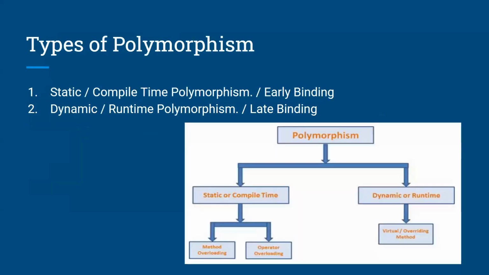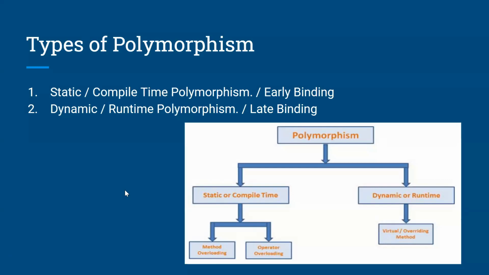So you can see the types of polymorphism here. We have two types: static, compile time polymorphism, or early binding, which are all the same. And dynamic binding, which is called runtime polymorphism or late binding. In this diagram you can easily understand polymorphism, static or compile time, dynamic or runtime. Static or compile time we can achieve with the help of method overloading or operator overloading. The operator overloading concept is not in this demo. Now you can see method overloading and method overriding, these two things.